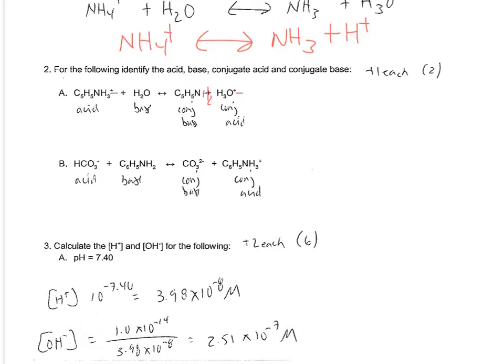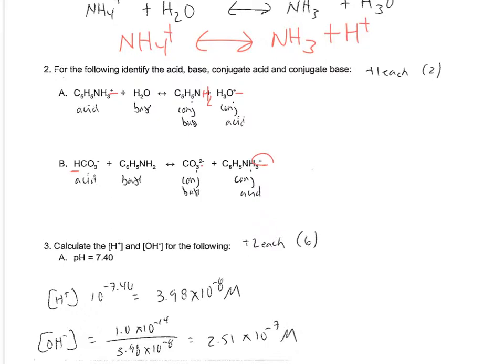Just like on the second one, HCO3 minus, if it gives up another hydrogen, it becomes CO3 2 minus because the plus went with the hydrogen. The C6H5NH2 becomes C6H5NH3 plus. Number three, calculate the H plus and OH minus for the following.